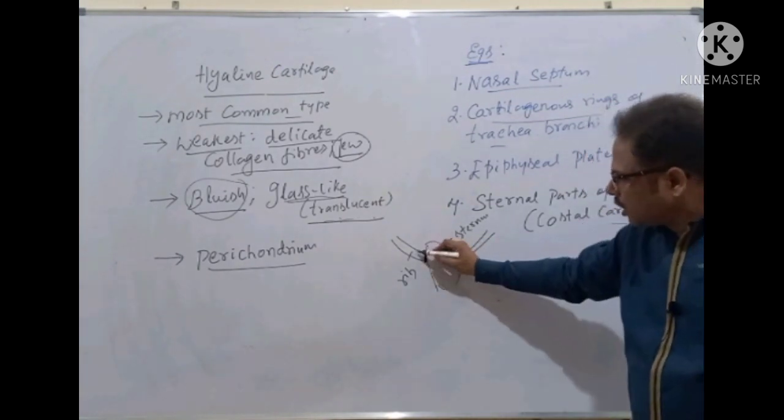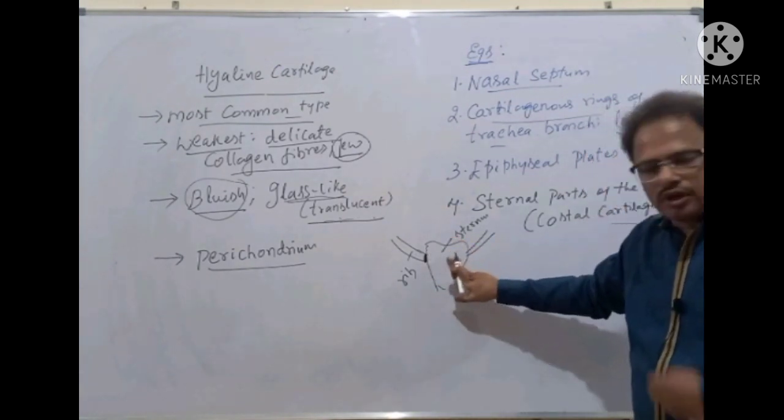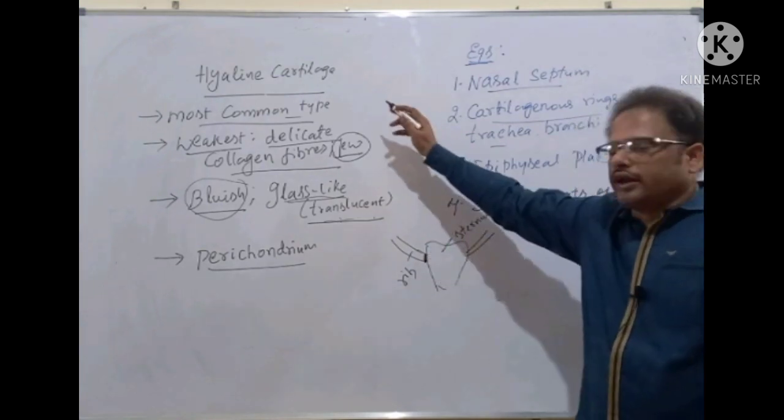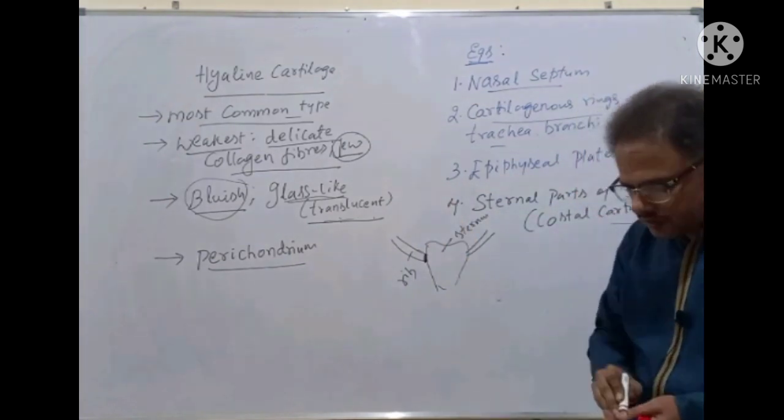So the ribs are attached to the sternum. This is the sternum. Here breastbone is there. It is attached here with the help of which one? The hyaline cartilage. The sternal parts of the ribs.